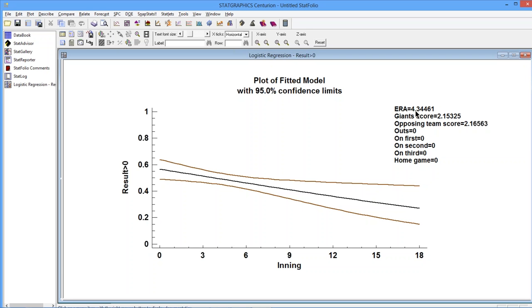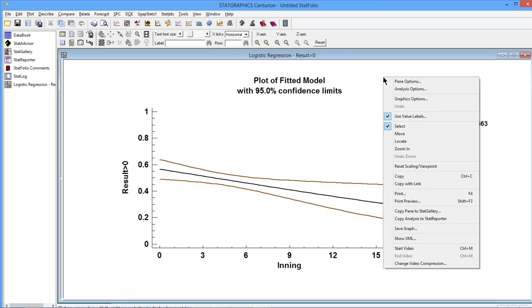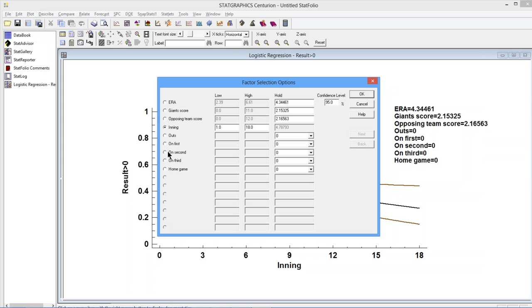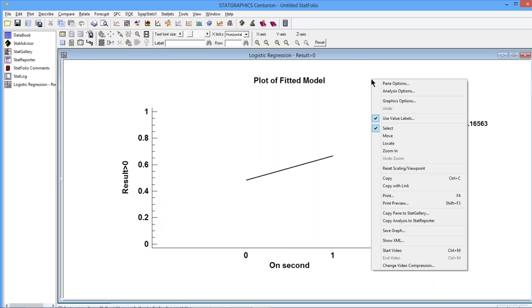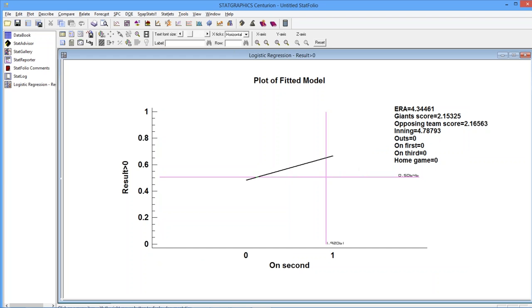Now, it did pick an average ERA, average scores, but it also picked particular levels for outs, on first, on second, on third, and whether or not it was a home game. The only thing you will remember, though, that matters in this model is whether or not there was a batter on second. And in fact, I can show you what the model looks like with respect to on second. It turns out that there's a much higher probability that Barry gets on base, almost 60%. Well, actually, let me push the right mouse button and push locate. That'll bring up some crosshair cursors so I can actually read the values.